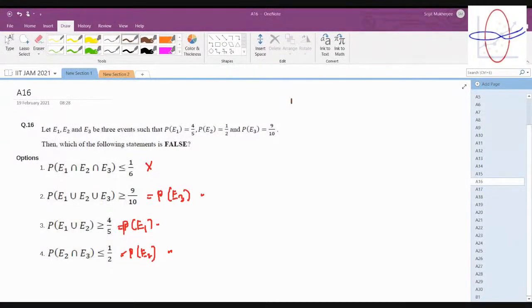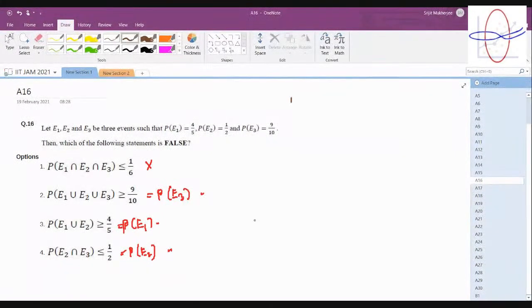Hello guys, welcome back. In this video, we will do the A16 problem, section A of IIT JAM MS 2021. This problem is really easy. It just revolves around the basic aspects of probability and the properties of probability. So I think it will not be a problem for you to do this yourself. If you haven't done this problem till now, please pause the video and think about it before moving on to the solution that I explain.